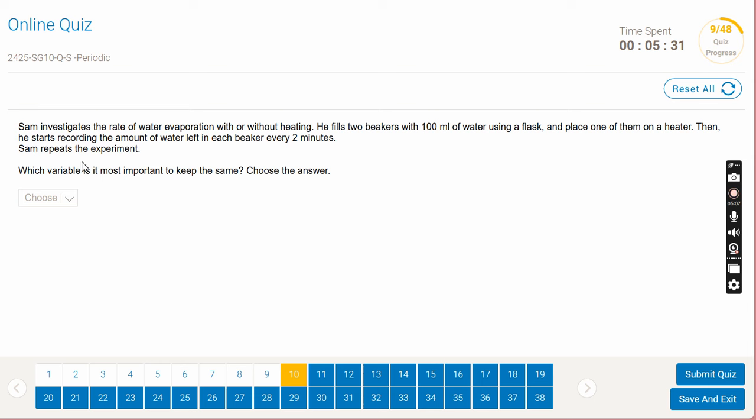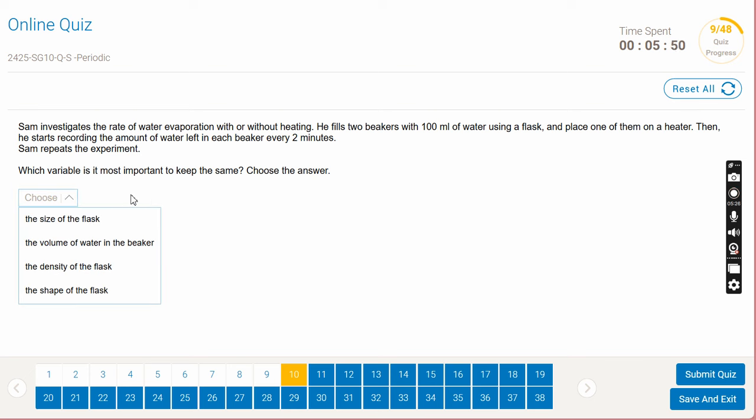So Sam investigates the rate of water evaporation with or without heating. He fills 2 beakers with 100 ml of water using a flask. Place one of them on the heater, then he starts recording the amount of water left in each beaker after every 2 minutes. So he's checking evaporation, right? How much water is leaving the beaker. One he's heating it, the other one he's not heating it.